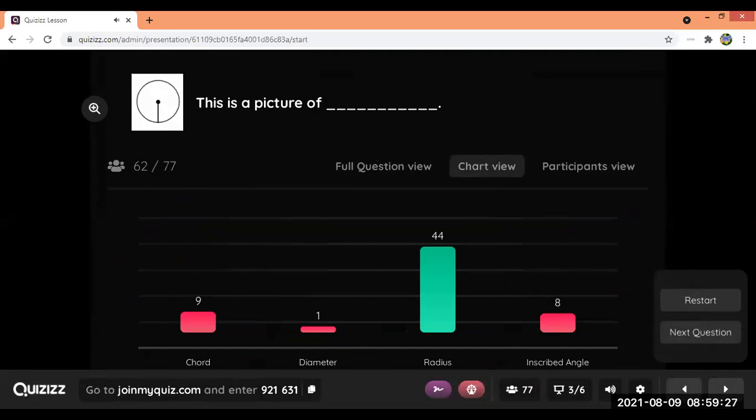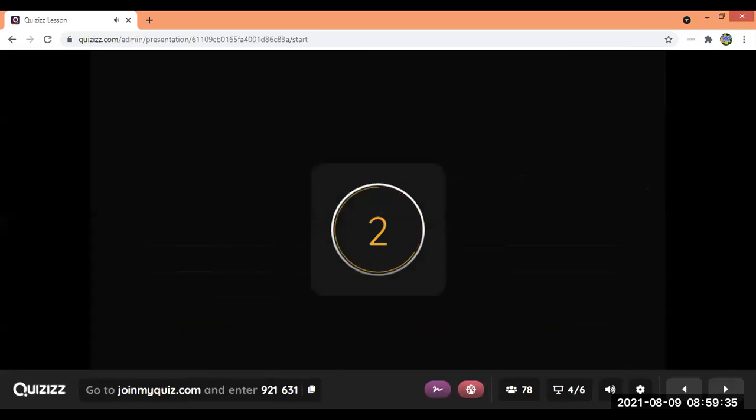And let's see how many of you got it right. 44 of you got it right. Great. Everybody knows the very basic question that this is a radius, right? Let's look at next one.